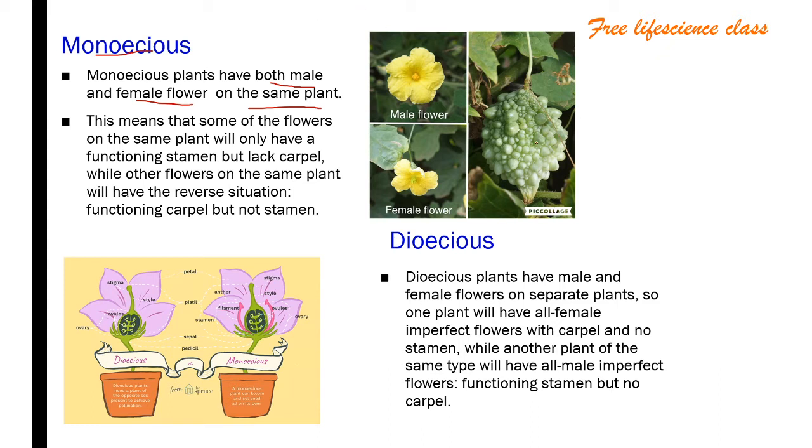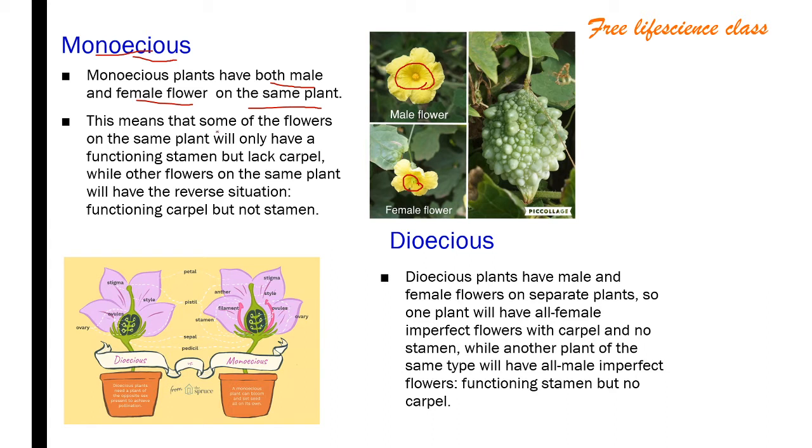For example, if you look at the bitter gourd, you all know that some flowers are male. It consists of the male part only. And some are female flowers. It consists of the gynoecium. So some flowers are male and some flowers are female, and these two kinds of flowers can be seen in the same plant. Such a type of plant we call monoecious.